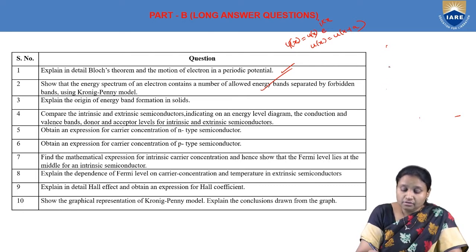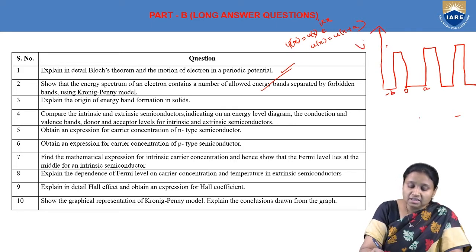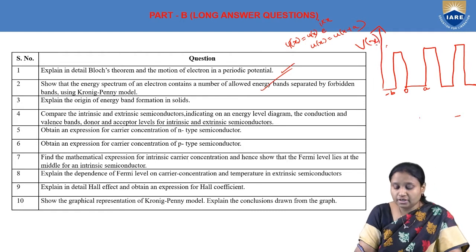For that, again, what we are going to do is construct potential boxes which are separated by potential barriers. If we consider this region as 0, and this is taken as a, then the other region we take as minus b. Here we are taking the variation of potential of an electron which is moving in a periodic potential.